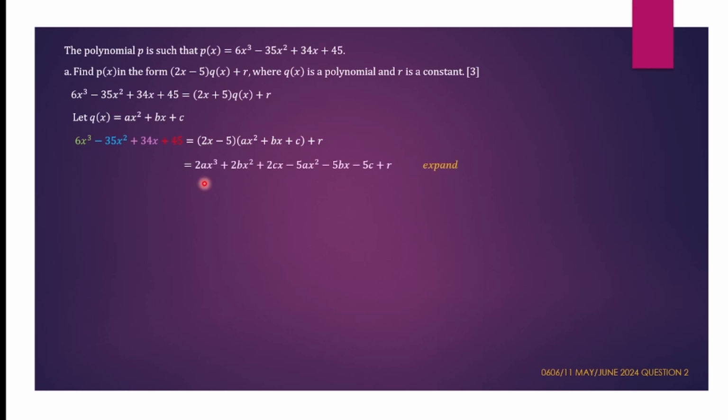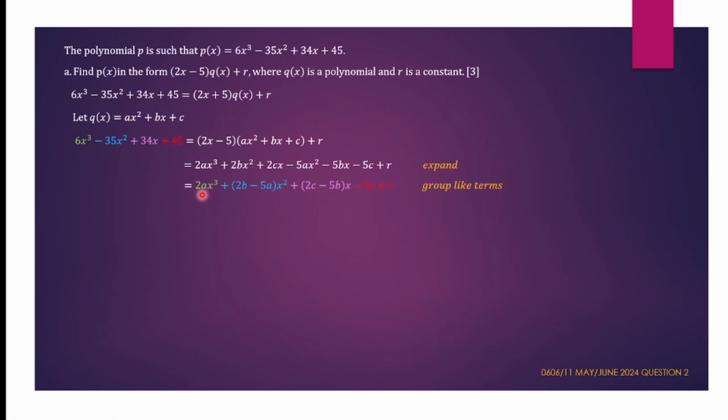What we'll do now is we'll expand. We have 2x times ax squared, so 2ax cubed, 2x times bx, 2bx squared, 2x times c, so 2cx. Then we have negative 5 times ax squared here. Negative 5 times bx we have here, negative 5 times c we have here, and then add r. Now we'll group the like terms.